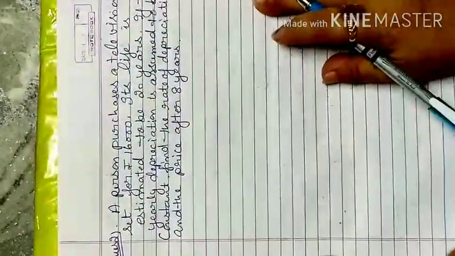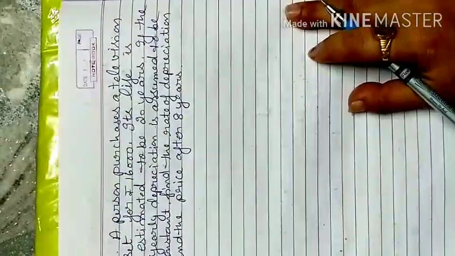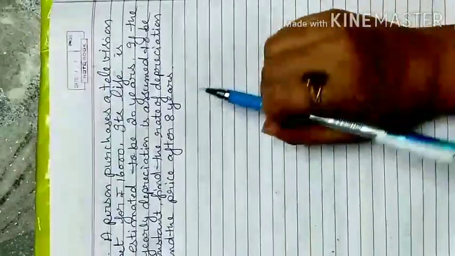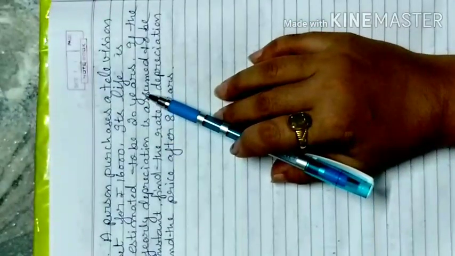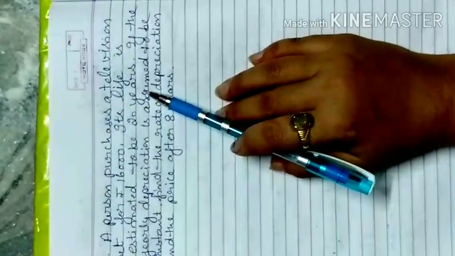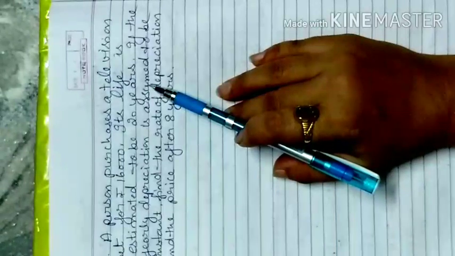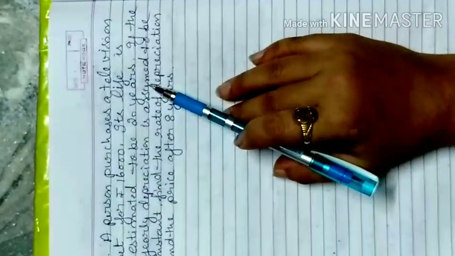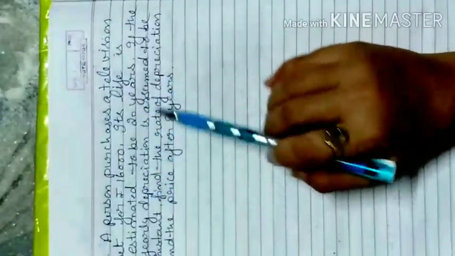Now one more word problem is there. A person purchases a television set for rupees 16,000. Its life is estimated to be 20 years. 20 years means if you buy any electronic item, after some years, if you want to sell it in the market, that product's value becomes 0, because it becomes outdated. Okay, so that is a condition in this.